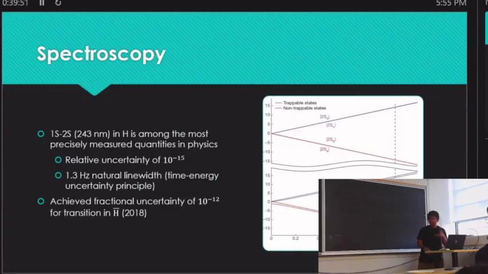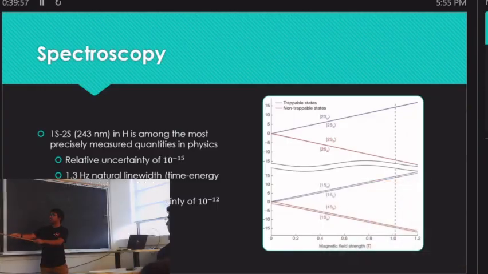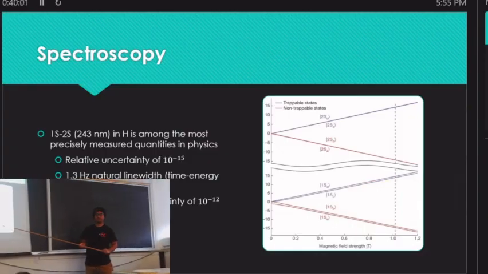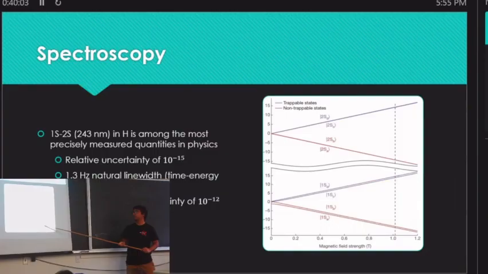And what we do here is, this is an energy level diagram where we start, say, in this state. So this is one energy level. It's split because of a magnetic field due to something called Zeeman splitting. And then these two levels are split by another effect called hyperfine structure.